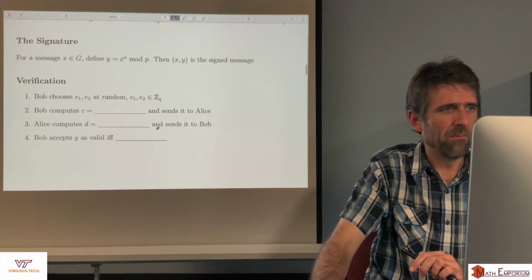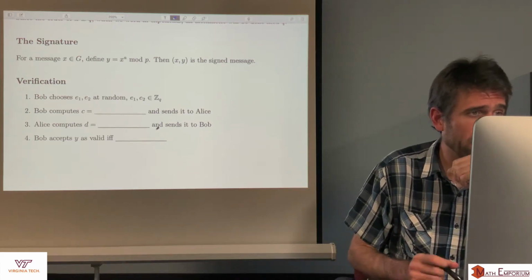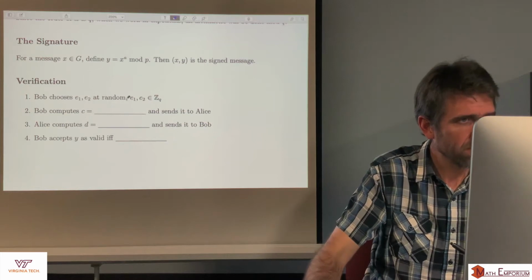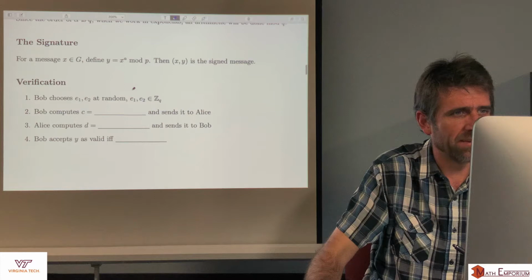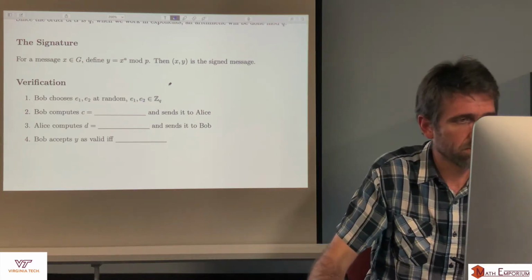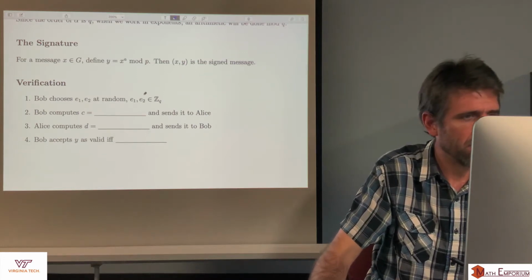So how is the signature going to work here? For a message X in G, the signature is just going to be X to the A. So X comma Y is going to be the signed message.